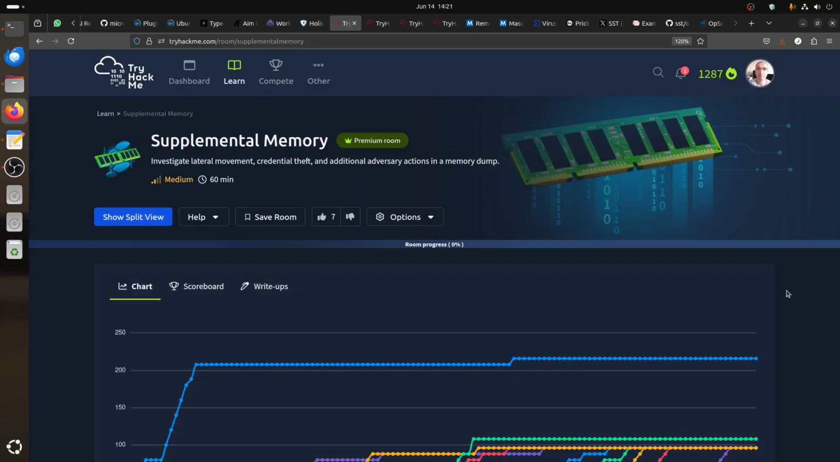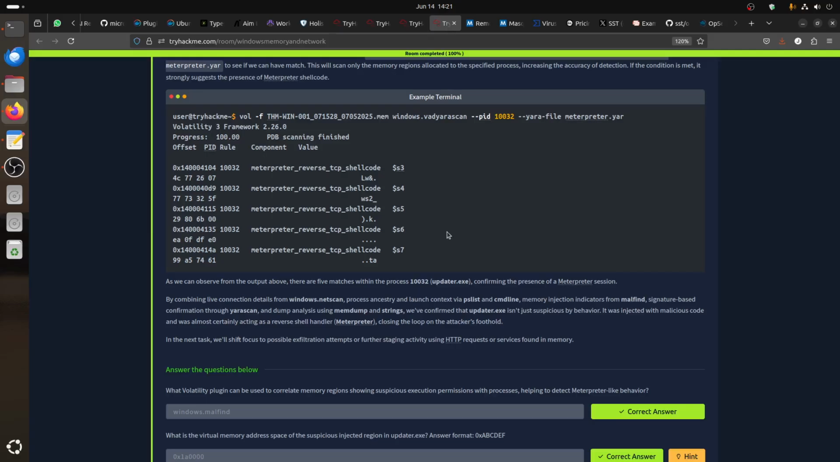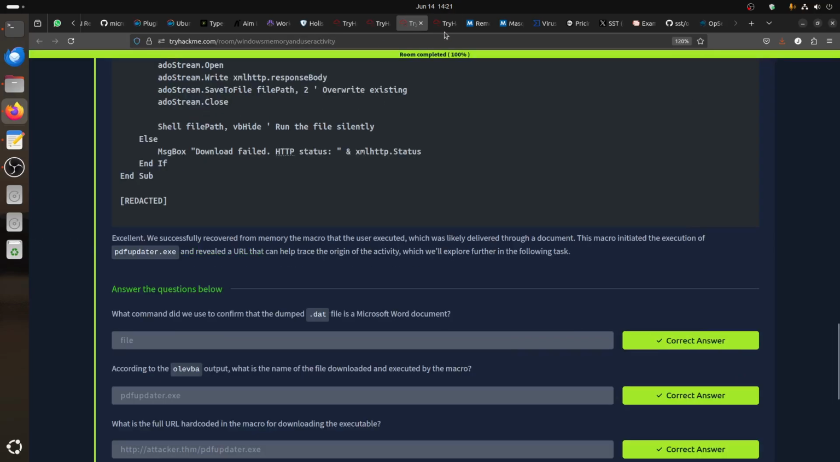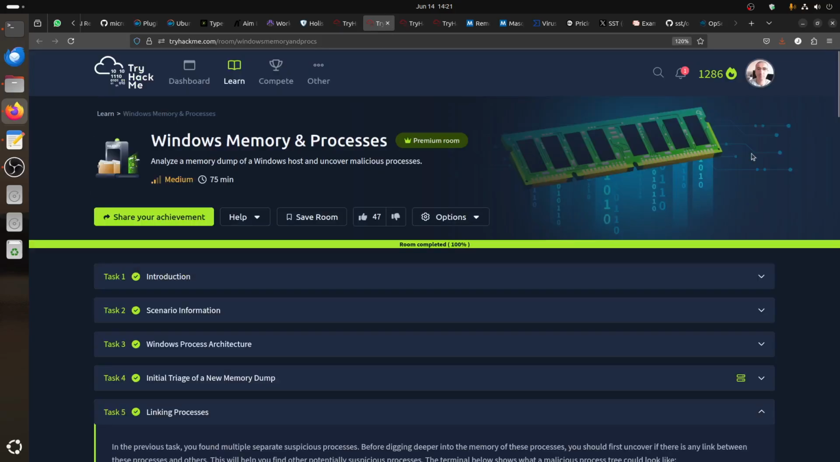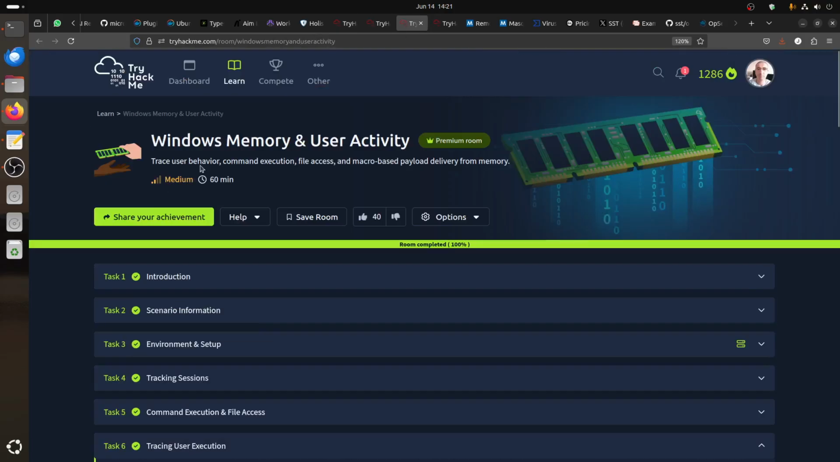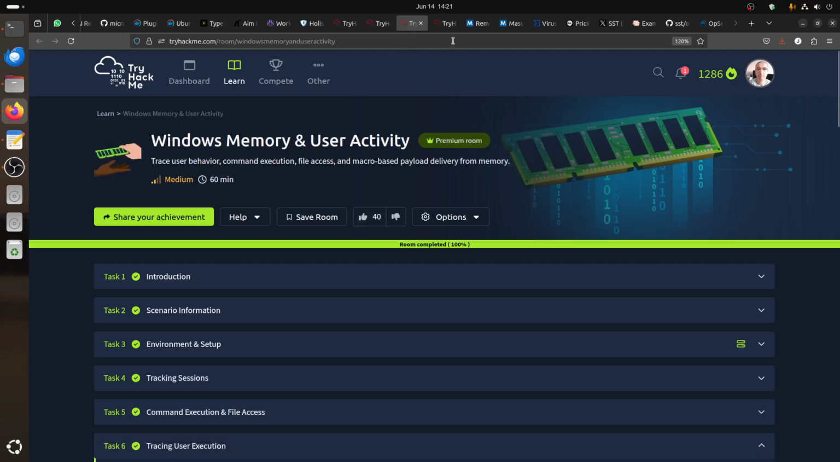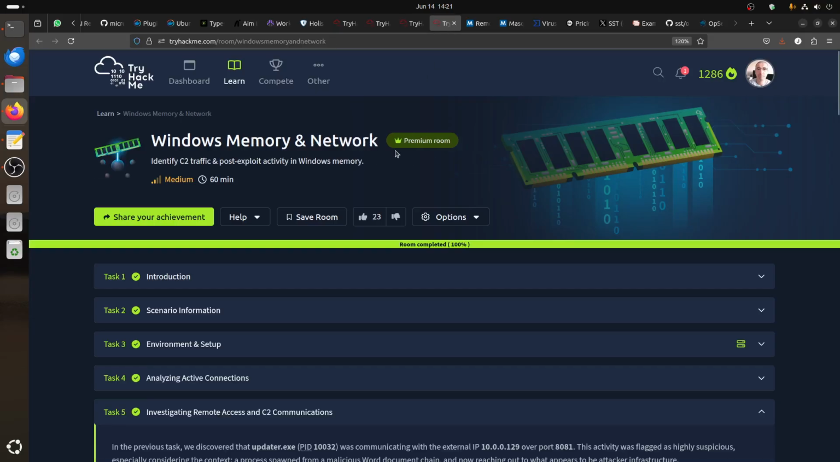This is investigating lateral movement, credential theft, and additional adversary action in a memory dump. This is part of the TryHackMe series. Remember they started doing these rooms with, I think, the process one: Windows memory and processes, and then there was a room called Windows memory and user activity, and then Windows memory and network.